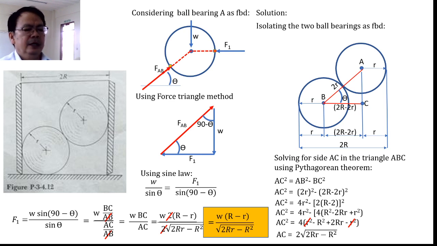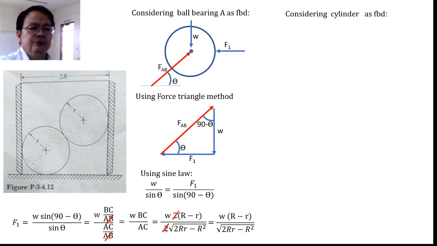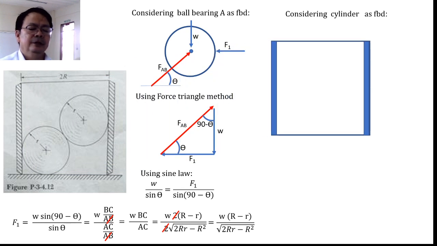Diba? So let us now try to continue, and this time we consider isolating the cylinder as free body diagram. Let us now try to consider this cylinder. Kunin natin yung cylinder na yan at i-isolate natin dito, diba? So in this cylinder, meron tayo dito itong point na ito representing this point. Tawagin ko siyang point D, diba? So this is now subjected to a force F sub 1, which is this value. Okay, which is this value already taken, diba? As well as this point, this cylinder ball bearing is attached to this cylinder at this point.